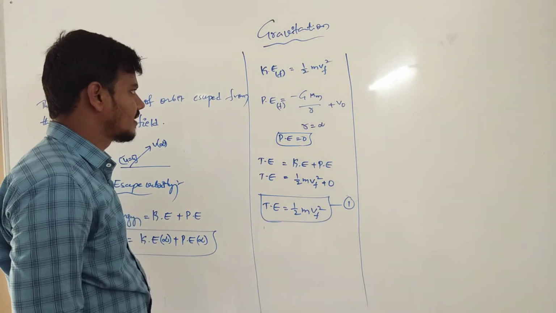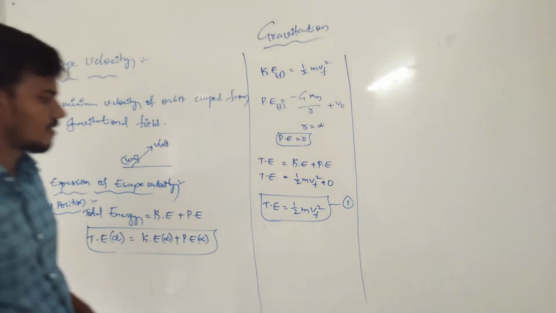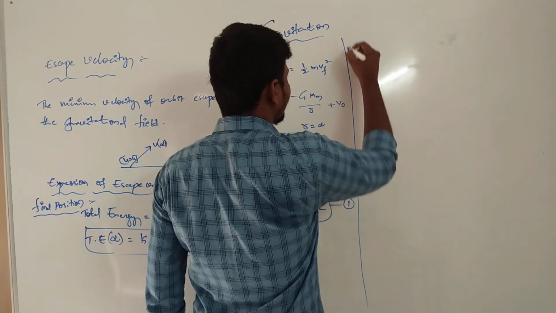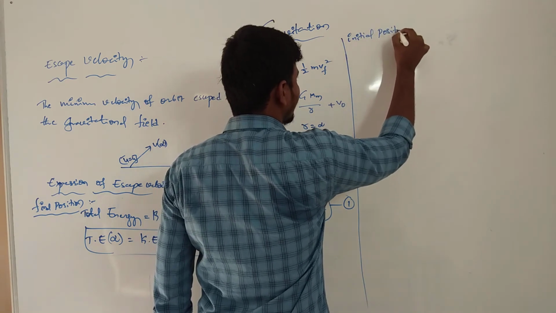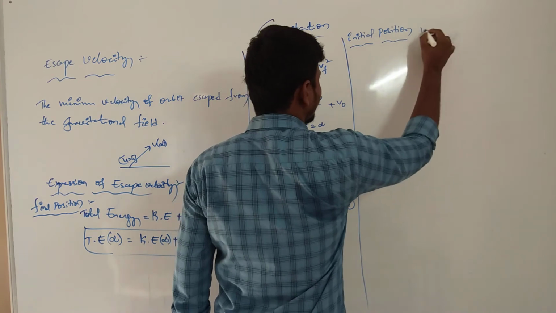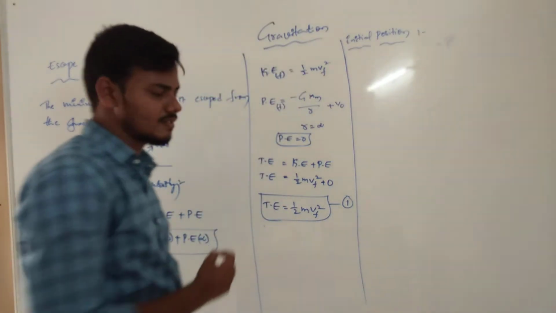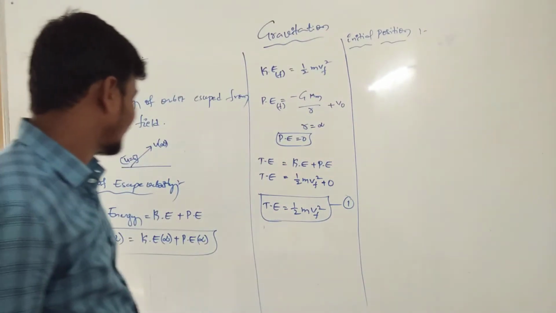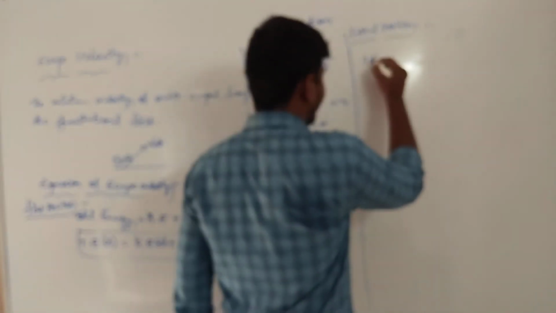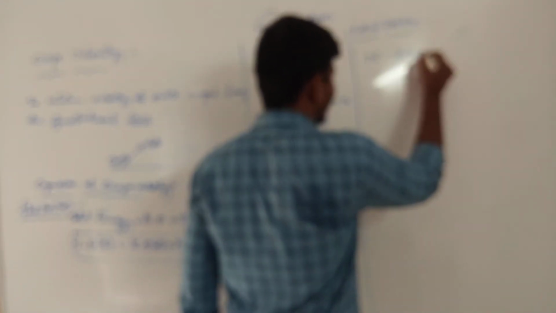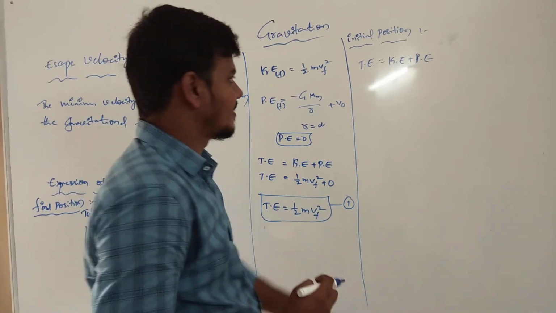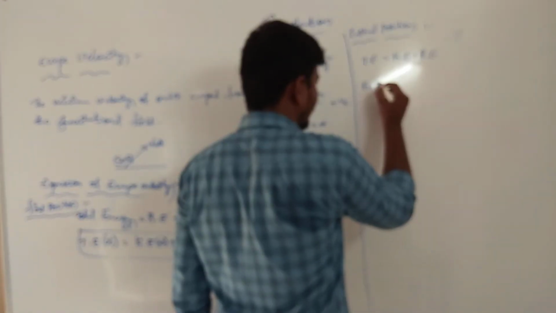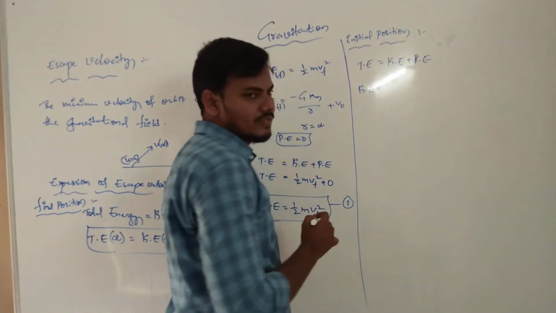Clearly, now next one we can take the initial position. Now what does the initial position represent? Now total energy, the same we can take. Total energy is equal to kinetic energy plus potential energy. Now what does kinetic energy represent?